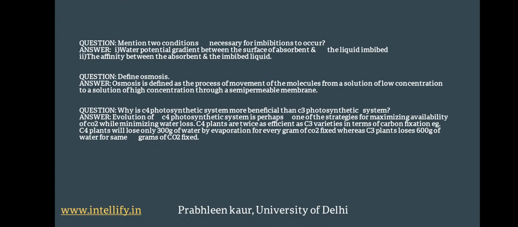C4 plants are twice as efficient as C3 varieties in terms of carbon fixation. For example, C4 plants will lose only 300 grams of water by evaporation for every gram of carbon dioxide fixed, whereas C3 plants lose 600 grams of water for the same grams of carbon dioxide fixed.